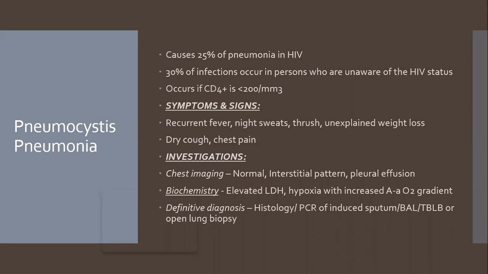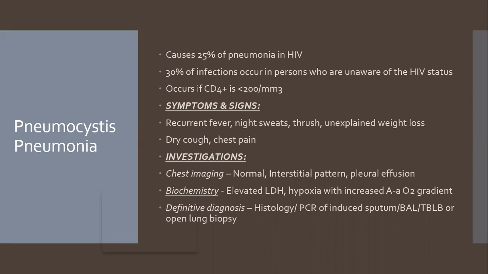The symptoms will be recurrent fever, night sweats, and unexplained weight loss. Remember these three symptoms: recurrent fever, night sweats, and unexplained weight loss. If you remember, these are the symptoms of tuberculosis also. Patient can also have dry cough and chest pain. The important thing is, if you do a chest X-ray, it will be normal. Mostly it will be normal, or you can have pleural effusion or interstitial pneumonia.